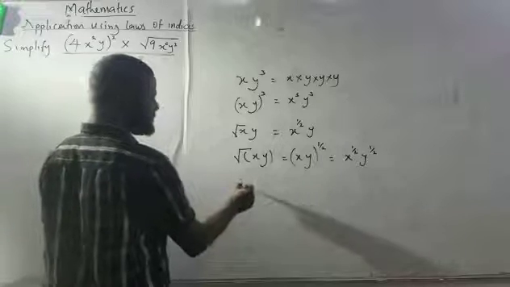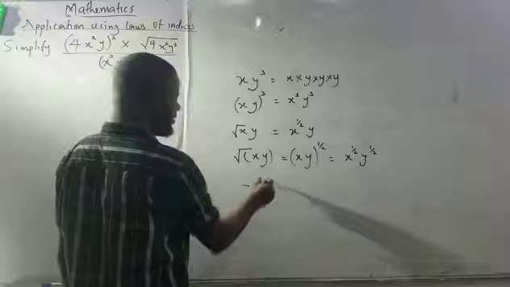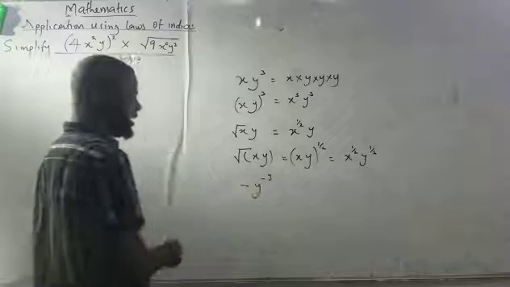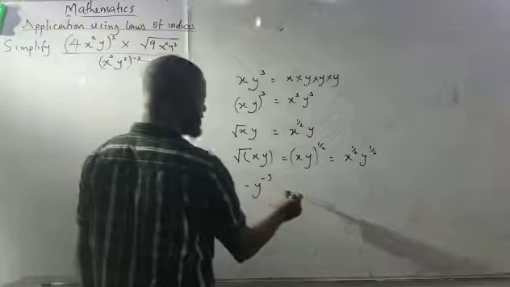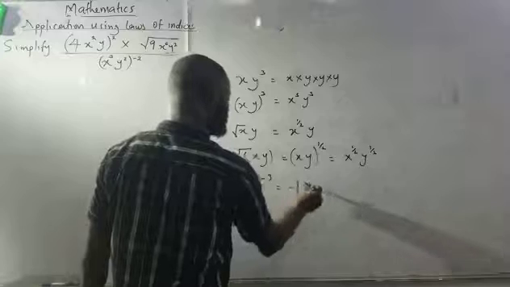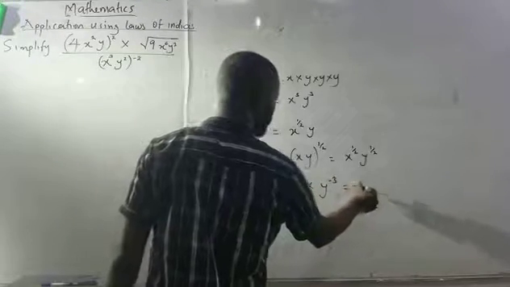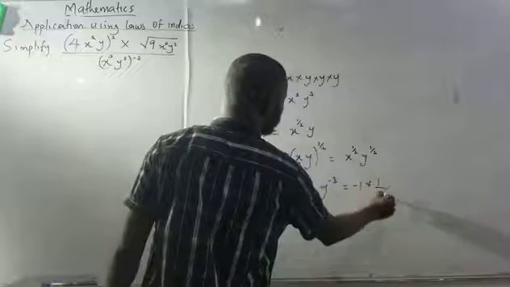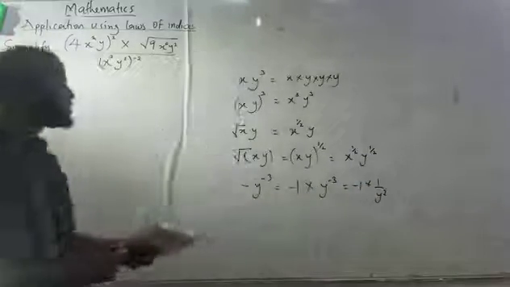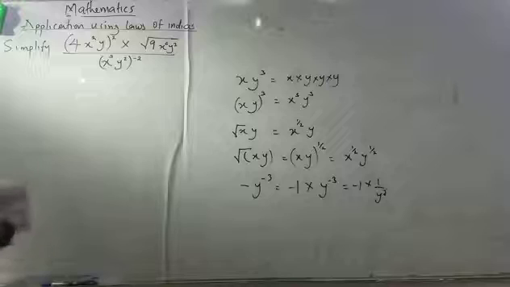Now, mind you, if I have minus y raised to power minus 3, take note of this, I can write it as minus 1 multiplied by y^(-3), and it will give us minus 1 multiplied by 1 all over y^3. Now, all these are very, very important.